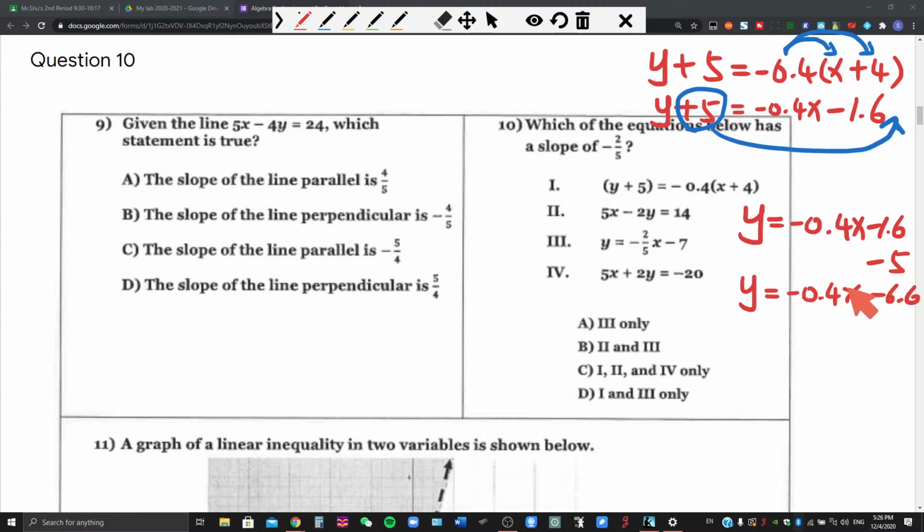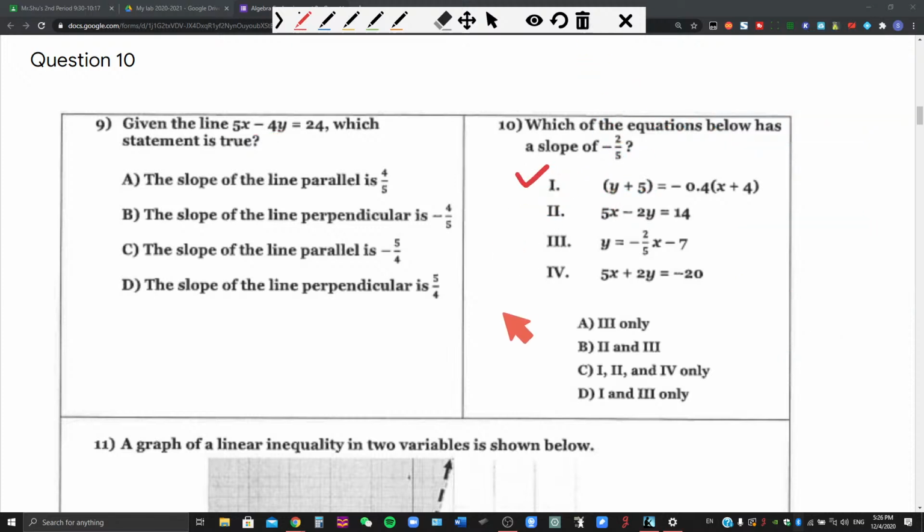Remember, you can only tell the slope when you have just y on one side. Like here, it's not just one y, it's a negative 4y, and they are not on different sides, so you cannot say the slope is 5. You have to make sure you have them in this form before you can decide the slope. And the slope is negative 0.4, that's actually negative 2/5. So for 1, yes, the slope is negative 2/5.